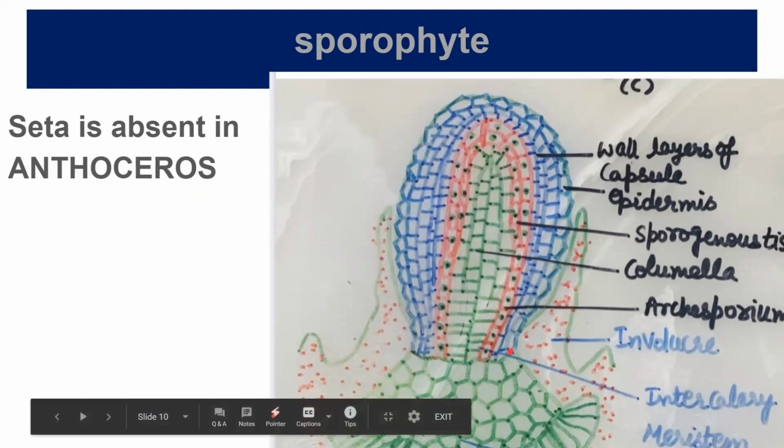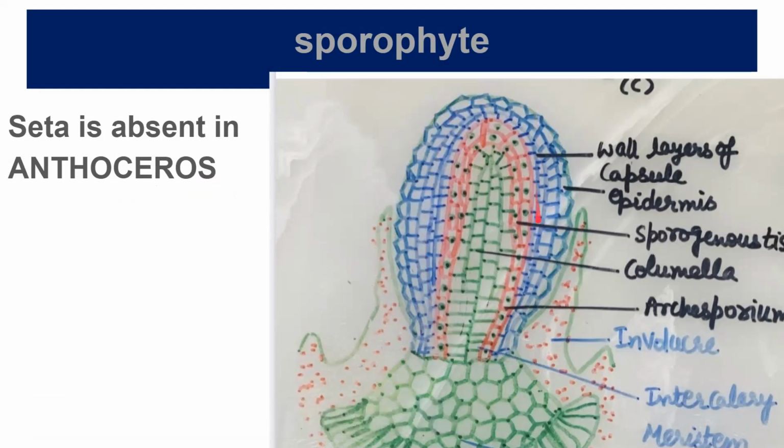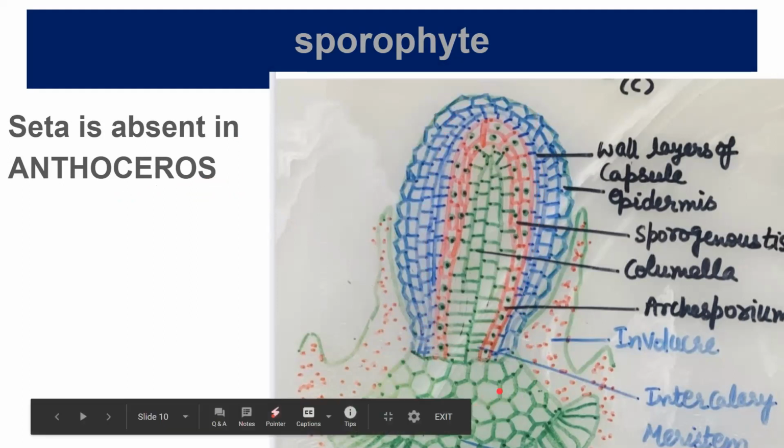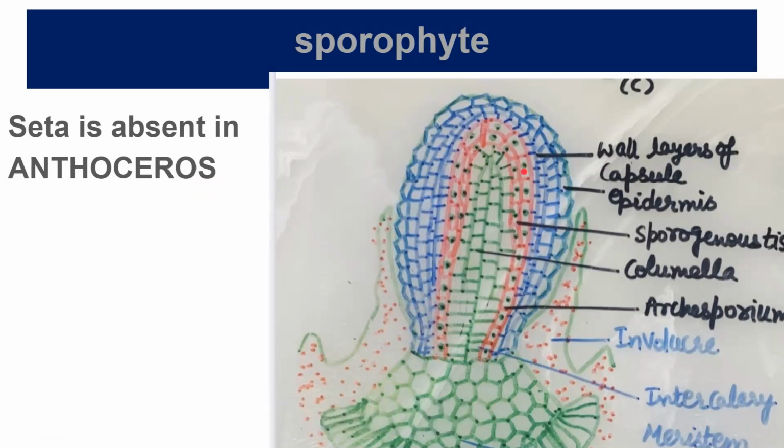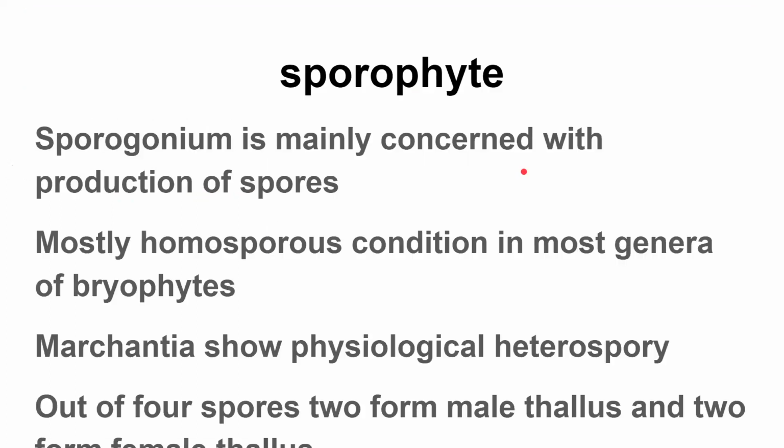See here, this part is having an intercalary meristematic zone, which will help in cell division. And this is the foot part, and this part is the capsule part. Now, in the capsule is present sporogenous tissue. So it is differentiated into foot, intercalary meristematic zone, and capsule part. The capsule is having sporogenous tissue, which will further differentiate into spore mother cells and spores. So seta is absent.